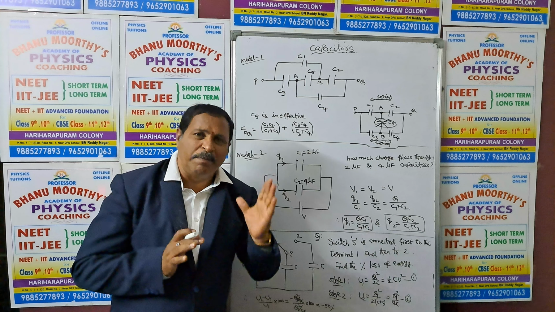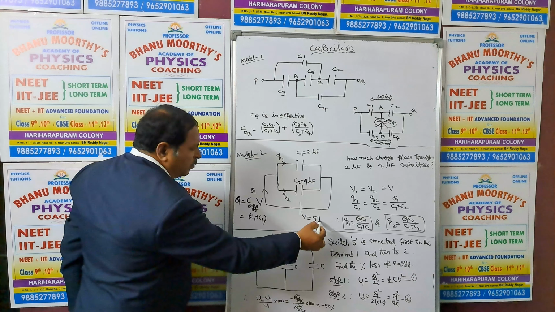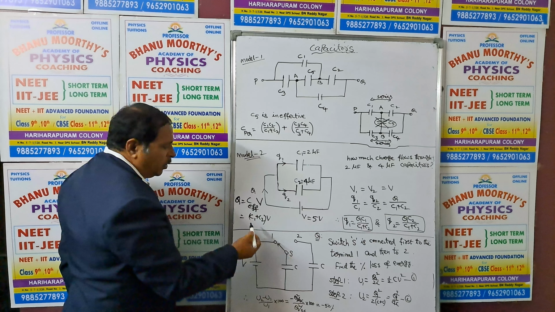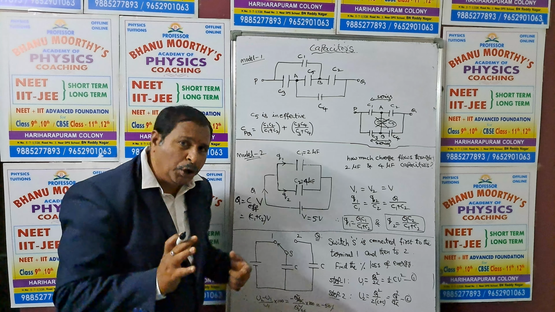Sir, how do we find the Q value? Somebody may ask. So I am writing the Q value here. Q equals C effective into voltage. If voltage is given, you can calculate. For the C1 plus C2 combination, the values are 2 plus 4, 6, into voltage, for example given as 5 volts. Then you can put 5 volts here. Using this formula, you can find Q and substitute here. Sometimes they may ask the ratio of the charges flowing through different capacitors, through this one and this one.